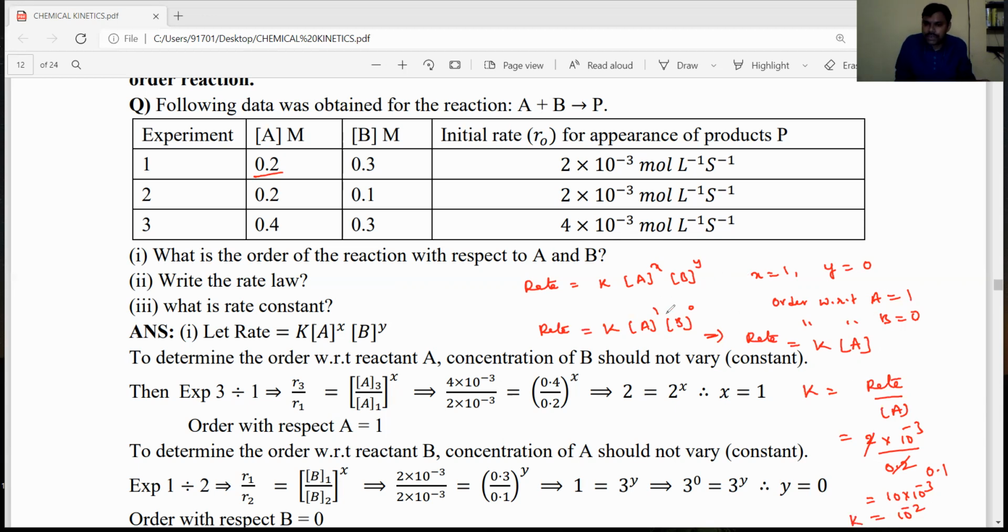And what are the units for k, dear students? Overall order is equal to 1 plus 0, which is 1, meaning a first order reaction. For a first order reaction, k units are second inverse. So the k value is 10 to the power of minus 2 second inverse. So the third one also we found out. It's very easy and important also. These are all questions for board as well as objective exams.